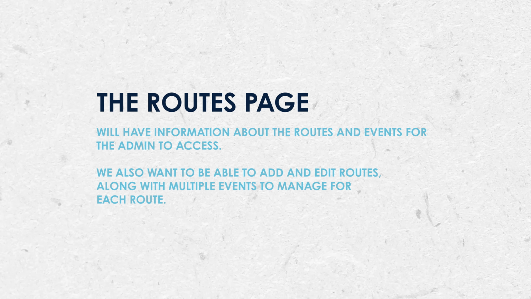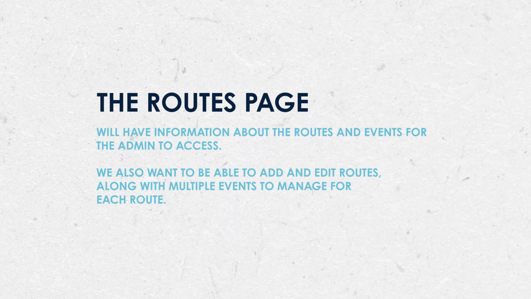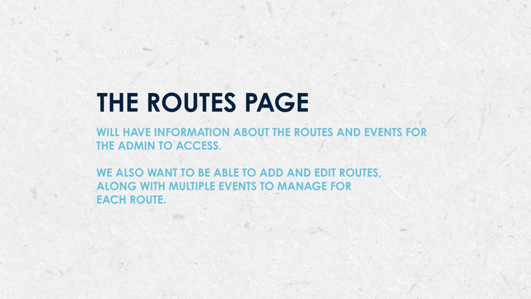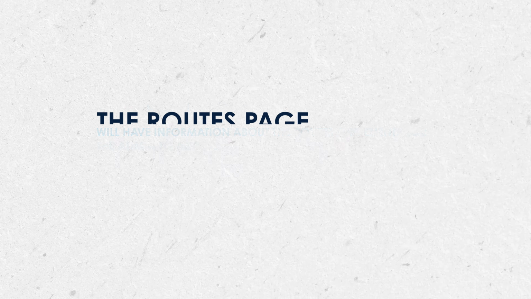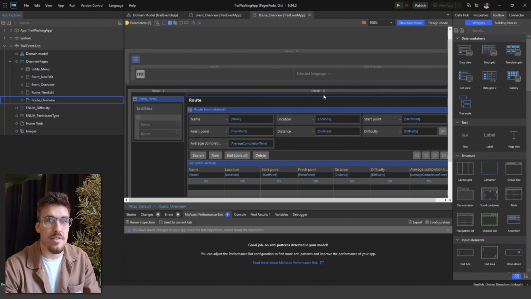So we need to develop the route and events pages to provide all the features necessary to achieve this. The routes page will have information about the routes and events for the admin to access. We also want to be able to add and edit routes. There can also be multiple events to manage for each route. We'll start with removing everything in the routes overview page, then start to add some widgets.